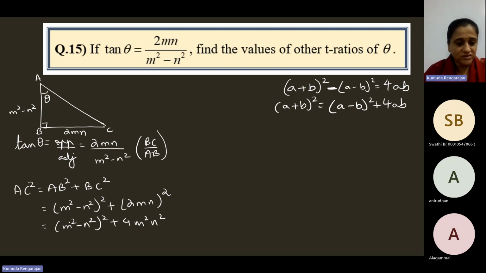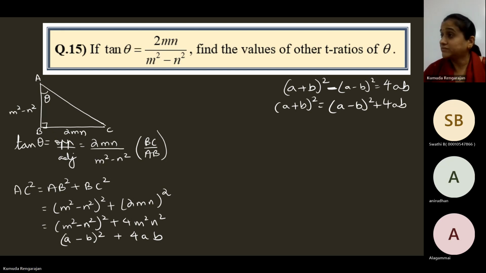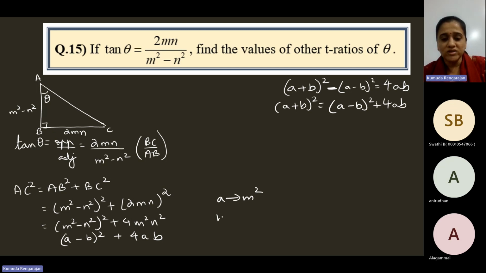And that's what we have here. No, see here, this is A minus B the whole square plus 4AB. What is A? M square. What is B? N square. Watch carefully. A is M square, B is N square. See here, A minus B whole square: M square minus N square whole square, plus 4AB. Plus 4AB is 4M square N square.